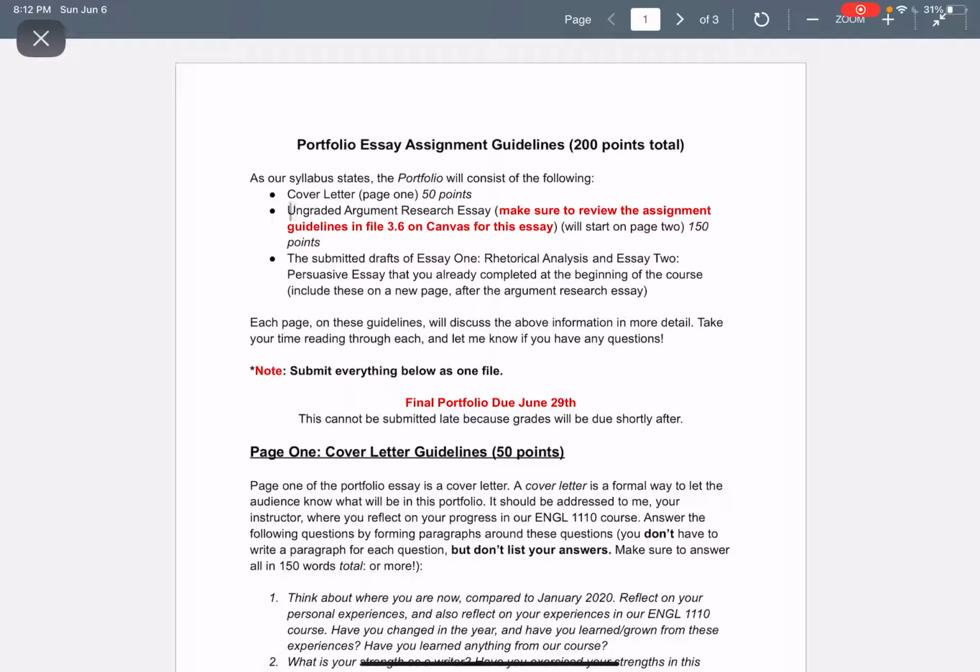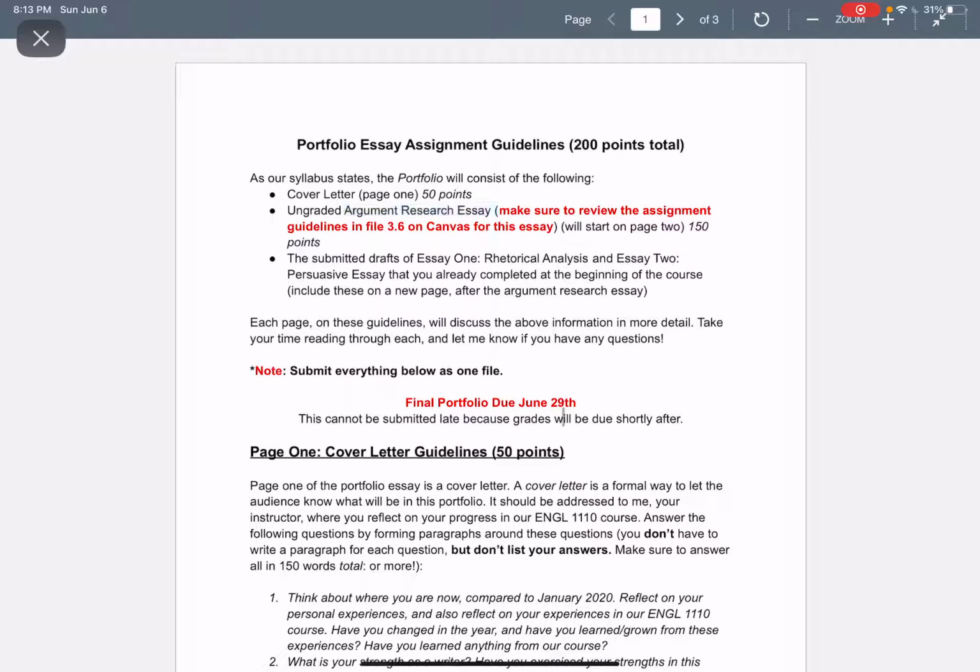And then whatever page this argument research essay ends on, start a new page. I also want you to include the final drafts of your essay 1 that you did in the course, the rhetorical analysis that was submitted June 6th, and essay 2, the persuasive essay that was submitted June 13th. You can download the ones that you submitted on Canvas already, or if you still have them saved on your computer, just copy and paste them into this portfolio. It's a portfolio for a reason, because a portfolio is a collection of your work. So it's basically everything you've done in the class with the addition of this new third essay. So don't forget that essay, by the way.